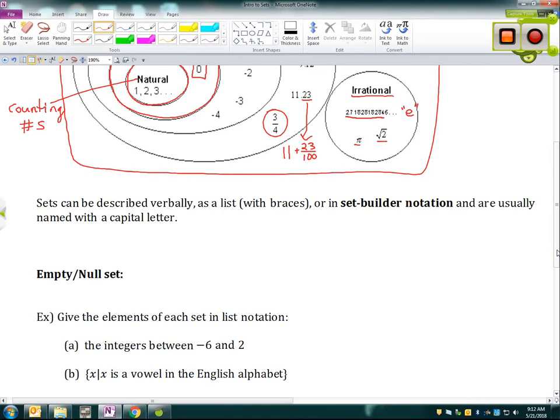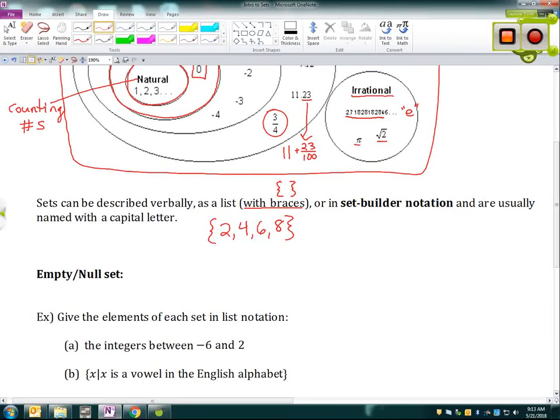They can be written verbally, so we could say the set of even whole numbers less than 10, or something like that. We can also write them as a list, and frequently when we write them with a list or in set builder notation, we're going to see braces, which are the curly brackets. So we might have a list of even integers less than 10, so that would be 2, 4, 6, and 8. That would be an example of a list notation for even integers less than 10.